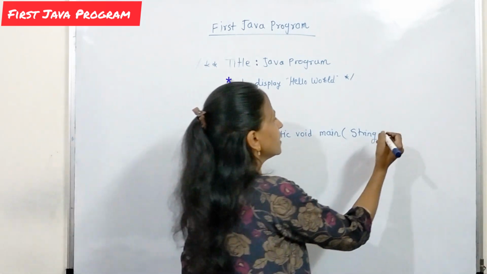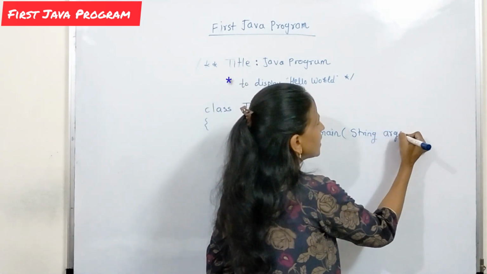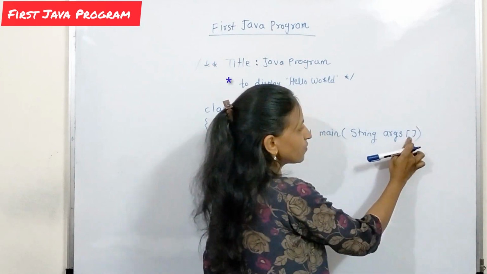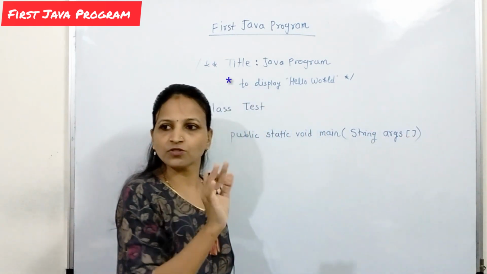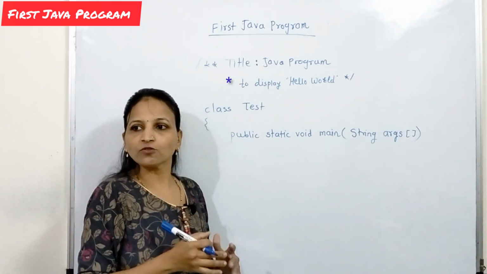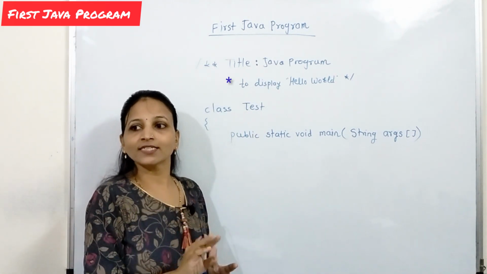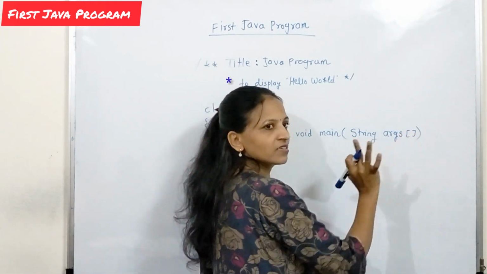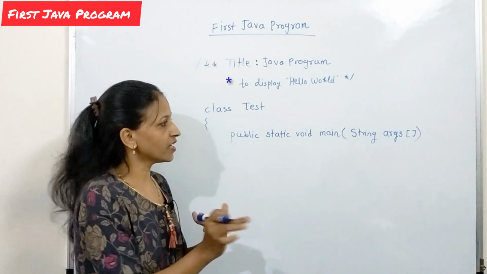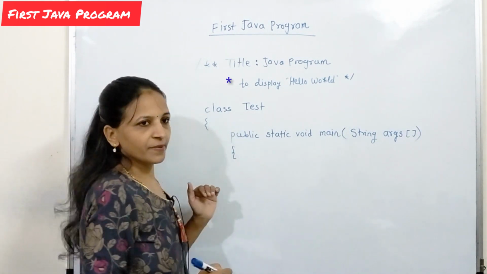Now String here, args, then put this square bracket. You can put this square bracket here or here, any way you can use it, because if you are going to declare any array, there are two styles in Java. You can place the square bracket here or here, anywhere. Now next, place a curly brace again.